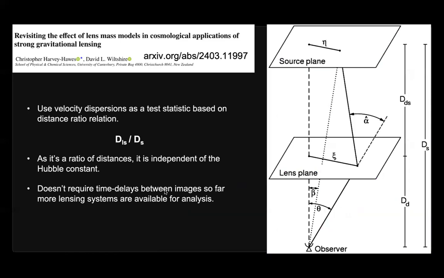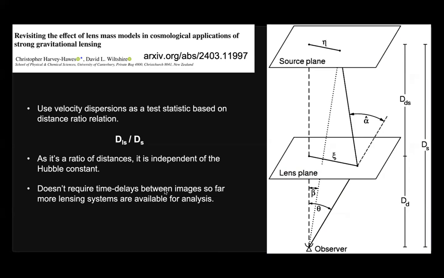So I'm not using time delays. I'm looking at velocity dispersions as a test statistic based on a distance ratio relation. So I'm looking at the ratio of distances between the lens and the source and the observer and the source. These are angular diameter distances. And because I'm looking at a ratio, it's independent of the Hubble constant. And like I said before, I don't require time delays, so I'm not limited to this small sample, but I have a much wider data set of lensing systems to analyze.